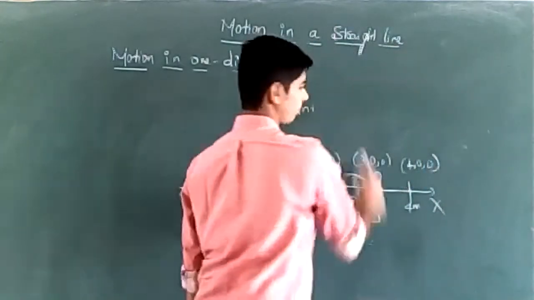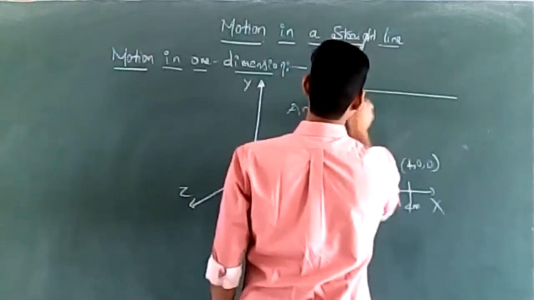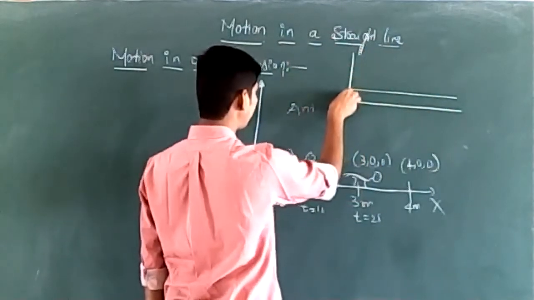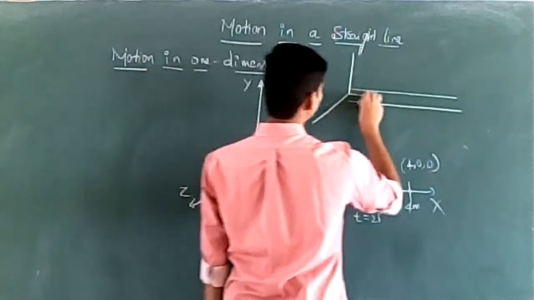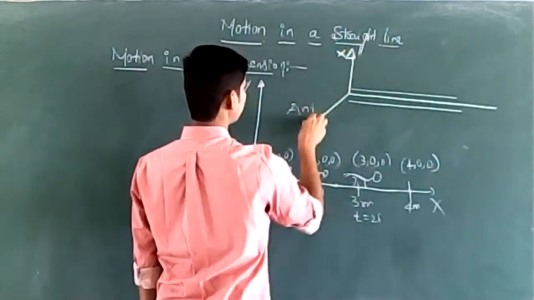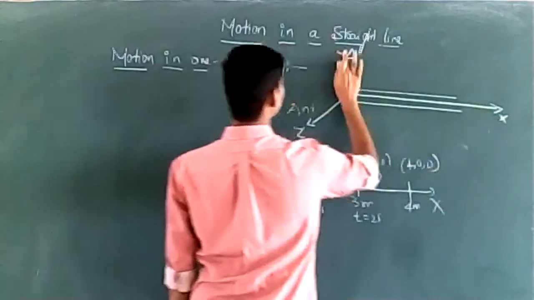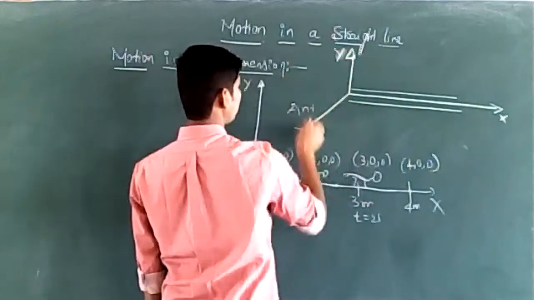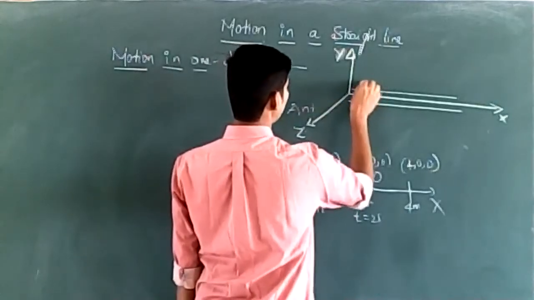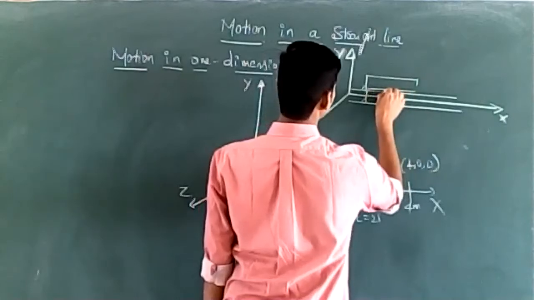Suppose this is the track. We'll fix the coordinate axis here. This is the x-axis, this is the y-axis, and this is the z-axis. Let us suppose the train is traveling along a straight line.